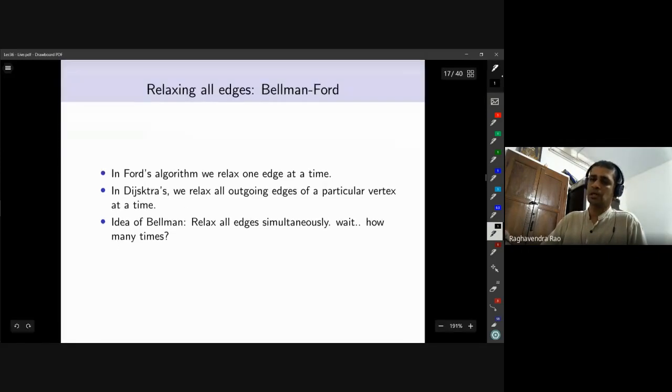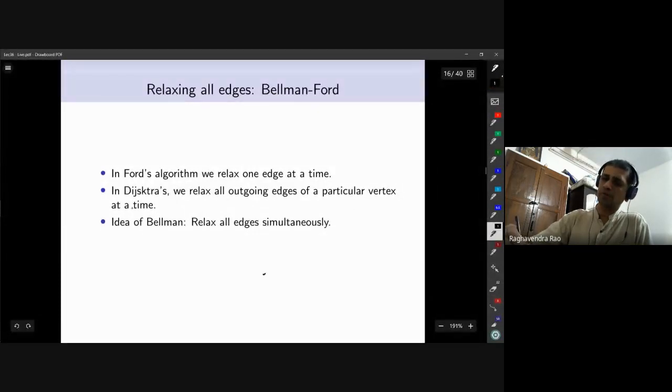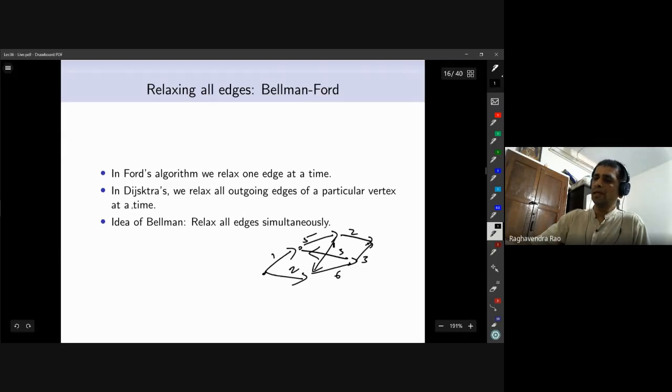What Bellman observed is that it's enough to repeat it n minus 1 times. The idea is the following. You have this graph, you look at all possible edges, and you apply the relax operation on all of them. This is my graph, with some edge weights, 1, 5, 2, 3, 6, 3, 1, 2, whatever. Say this is my start node S. Initially everybody will have infinity other than the start node, which will have 0.